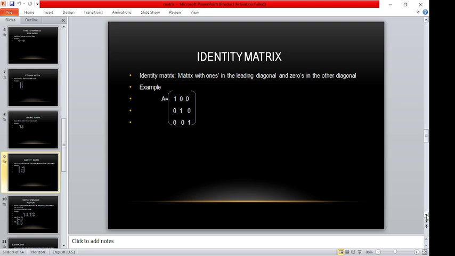We go to the identity matrix. An identity matrix has 1s in the leading diagonal and 0s elsewhere. For example, matrix A has elements 1, 0, 0, 0, 1, 0, 0, 0, 1. So it has 1s in the leading diagonal and zeros in the other positions. So that is the identity matrix.